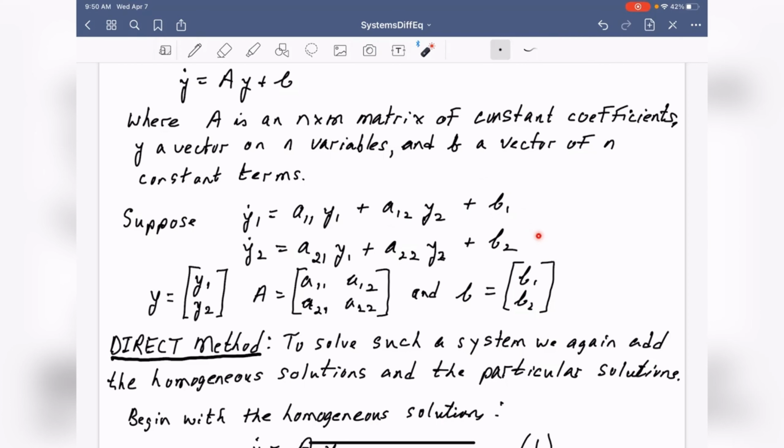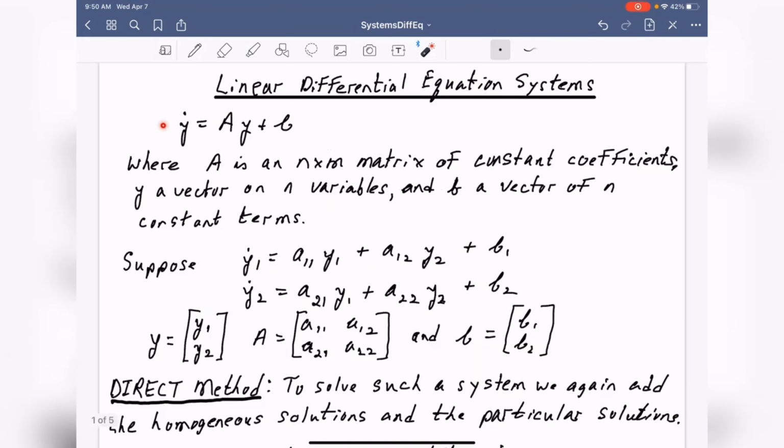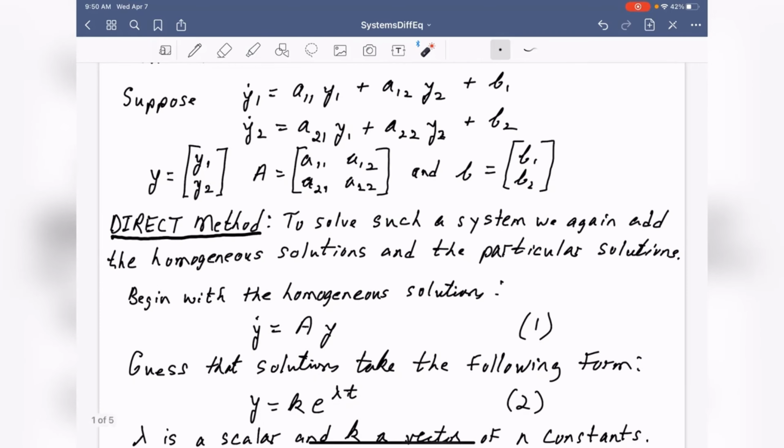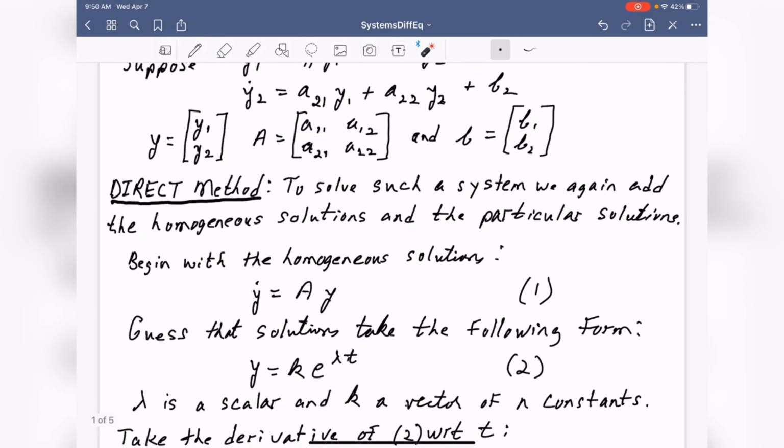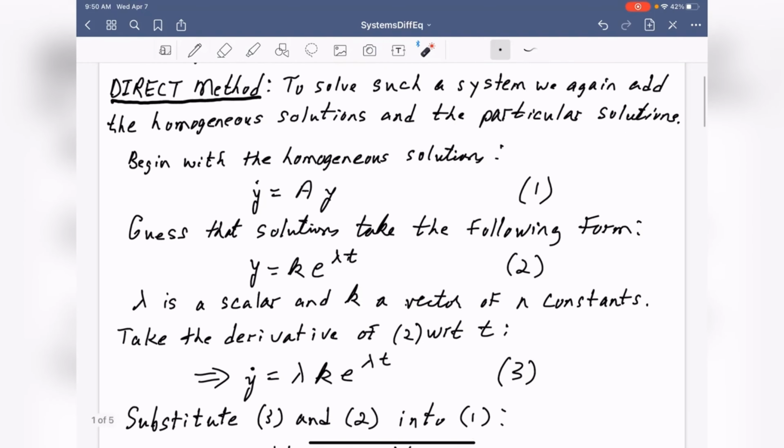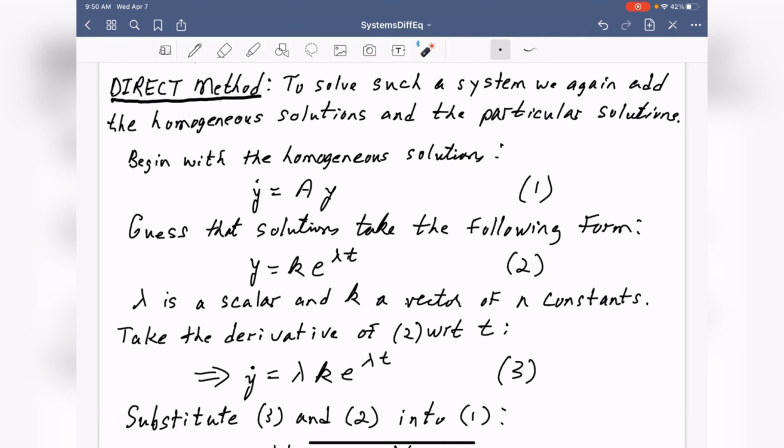We do the same thing for equation 2, and we can simplify this as a system written in matrix notation as y dot is equal to Ay plus b. Now there are two ways to solve this particular problem. One is the direct method, and in that case, to solve such a system, we again add the homogeneous solutions and the particular solutions, but we begin with the homogeneous solutions, so we can write y dot equals A times y, where A is that matrix, y is a vector, and y dot is a vector.